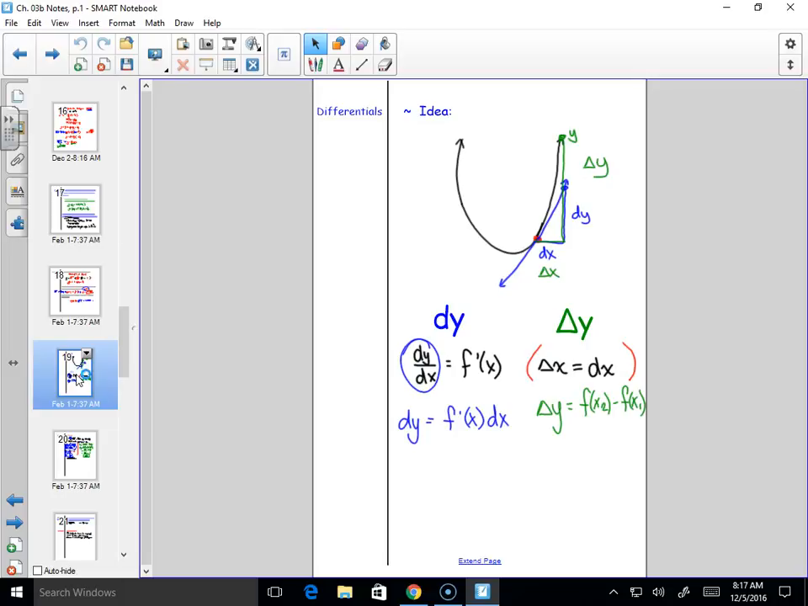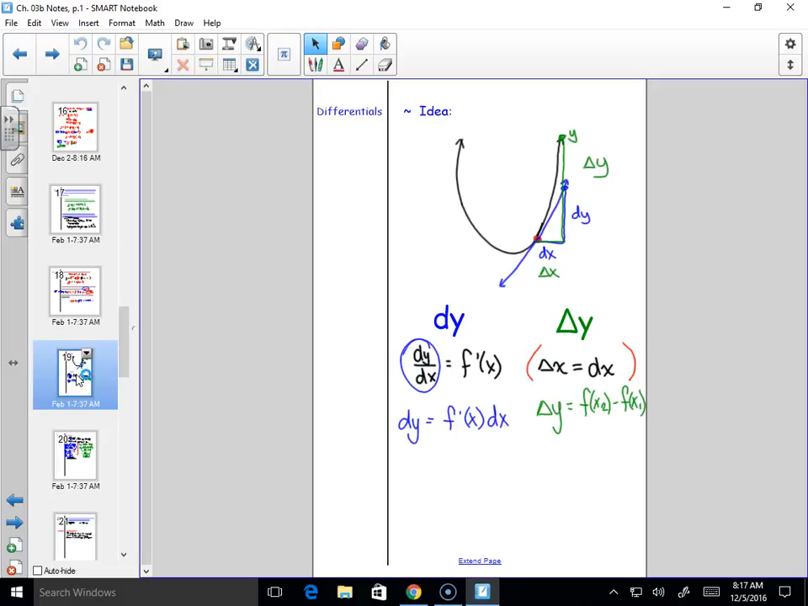And if you notice, what's the only thing I did to dy/dx equals f prime of x to get dy? Multiply both sides by dx. No big deal. That's it. It's kind of more notation than anything. But we did talk about how Leibniz brought this notation in order to signify what was going on with the tangent line. And dy can approximate delta y.